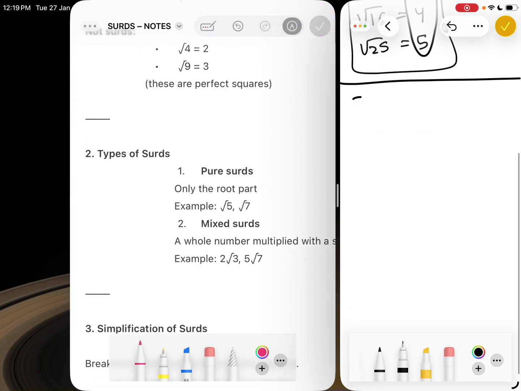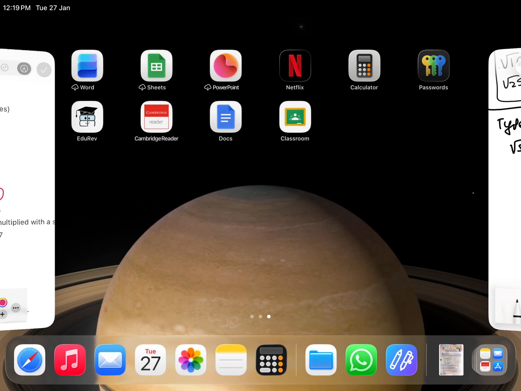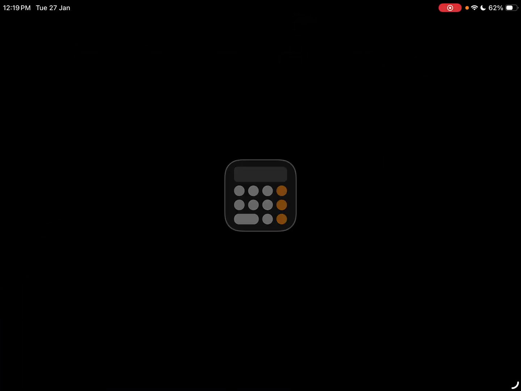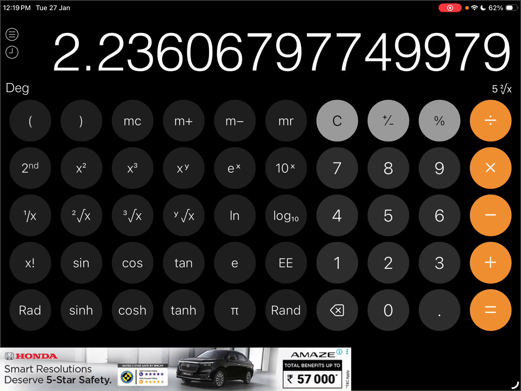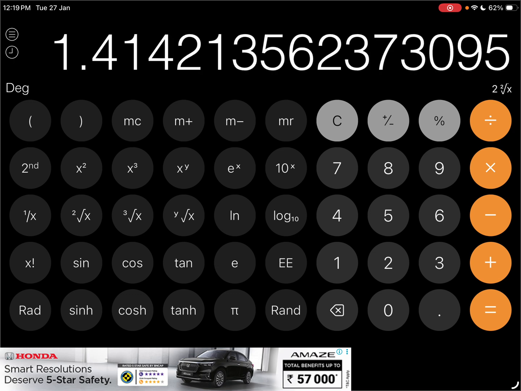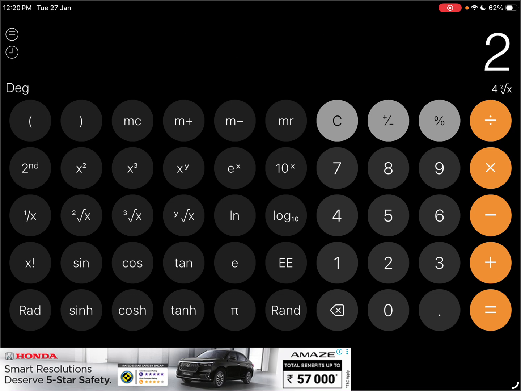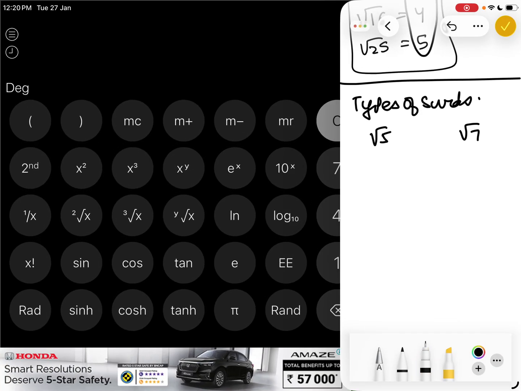Then we have types of surds. We have two categories. First, which we talked about, the single one. Root 5 is a surd because it cannot be transformed into a whole number. Root 7. I will even show you the value of root 5 on the calculator. Okay, see, if this is 5 and I put root, this is a decimal number, correct? Then if I put 2 and root 2, this is also a decimal number. But again, if I put 4 as root, it is 2, so it is a whole number. So yes, this is not a surd. Okay, so that should be clear.